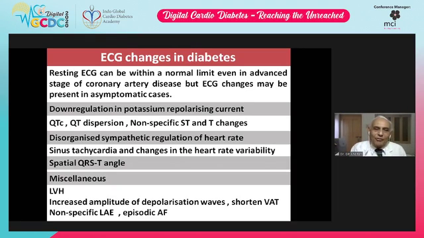Miscellaneous changes may be in the form of left ventricular hypertrophy, increased amplitude of depolarization waves like the QRS, shortened ventricular activation time, non-specific left atrial enlargement, and episodic atrial fibrillation. This episodic atrial fibrillation is not good in diabetic populations. It has a bad prognostic value.